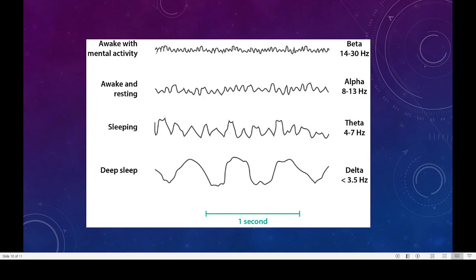Based on that, scientists have determined that there are different types of brain waves based on the frequency. When the frequency is higher, the brain is most active. That is why during beta waves, the brain is active with a lot of mental activity. When you go to delta waves, the frequency is very low, and you can see that the brain is not at all active. The brain is mostly in a deep sleep.